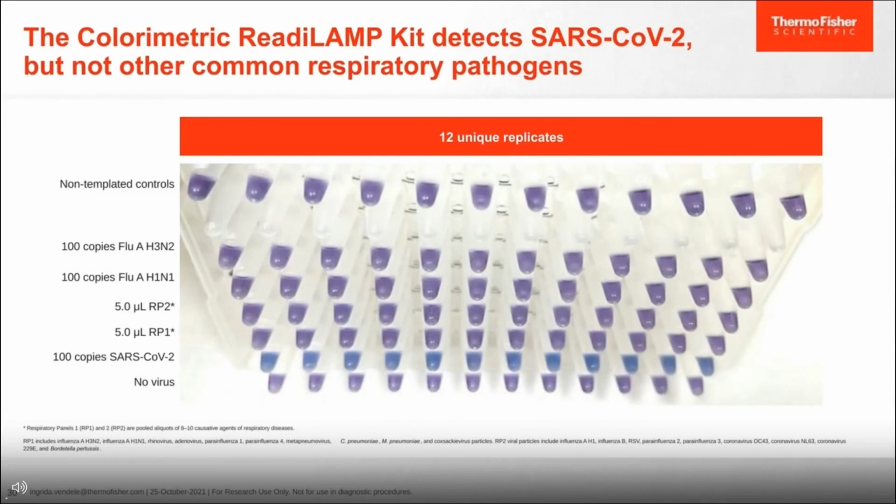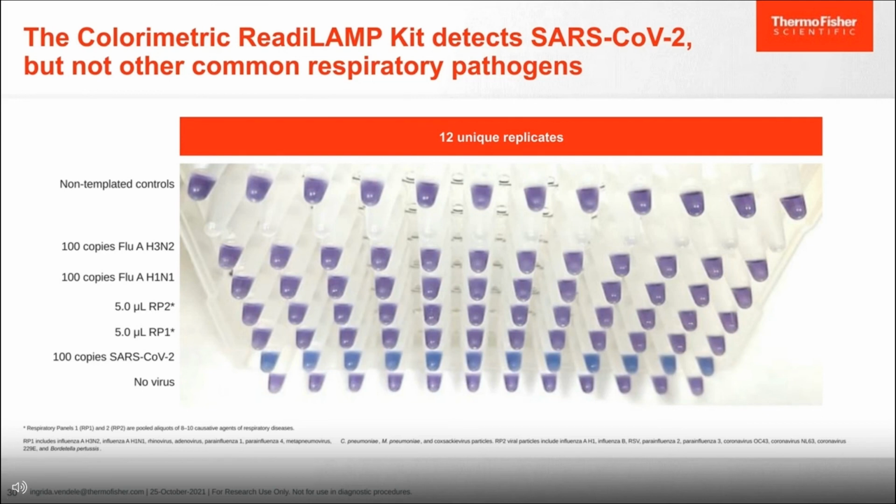Finally, we demonstrate that the Colorimetric ReadiLAMP Kit is specific for SARS-CoV-2 and does not suffer from false positives in the presence of other respiratory pathogens. We tested isolated nucleic acid from 12 saliva donors containing either flu A, a pooled respiratory panel, SARS-CoV-2, or no pathogen. The respiratory panels tested herein are pooled aliquots of 8 to 10 causative agents of respiratory disease.